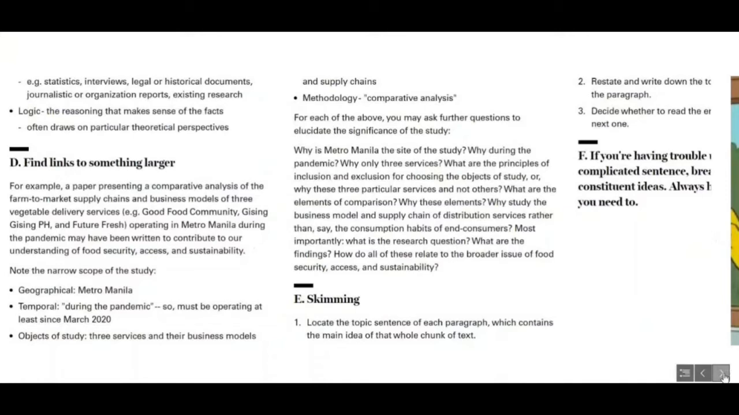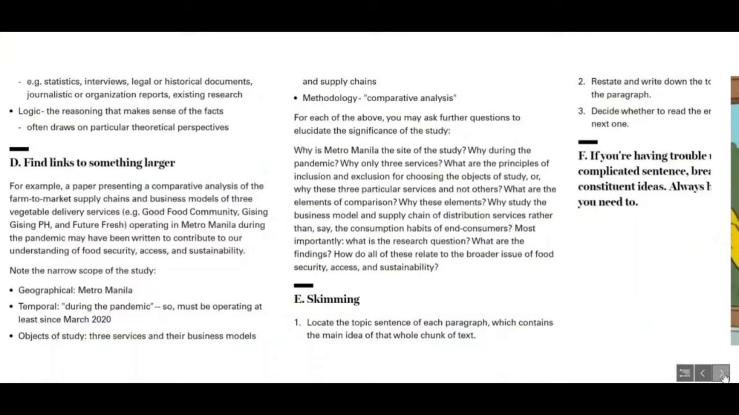So in this section of the presentation, I also included tips for narrowing the scope of your particular study. This isn't from Shore per se. This is my own example, yung Good Food Community, Gising PH, and Future Fresh. These are gulay delivery services that I have tried here. So that's what I used as an example.